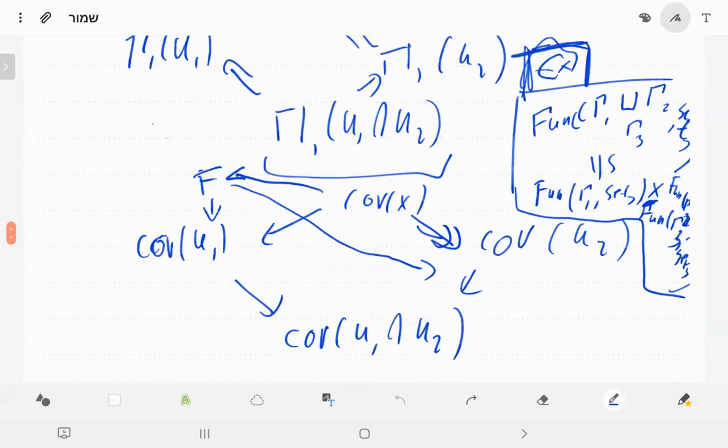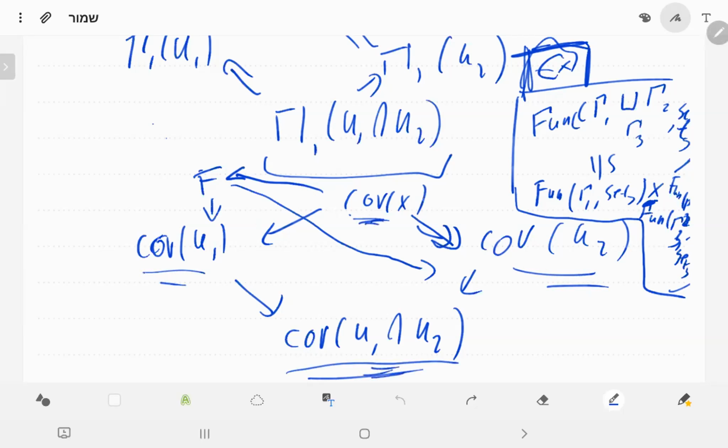Now, good news. What is a covering of X? It's a map from some topological space to X that satisfies something. So if we have a covering of X, of course we can construct a covering of U1 and a covering of U2. And if we restrict it to U1 intersection U2, we just get the same covering, because it's just a restriction of this one directly here.